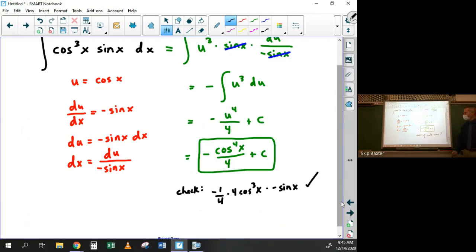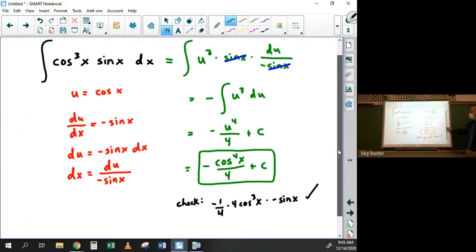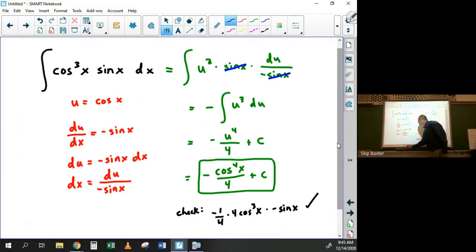Does that make sense? So the steps are all here. Step 1 was to decide what u is.